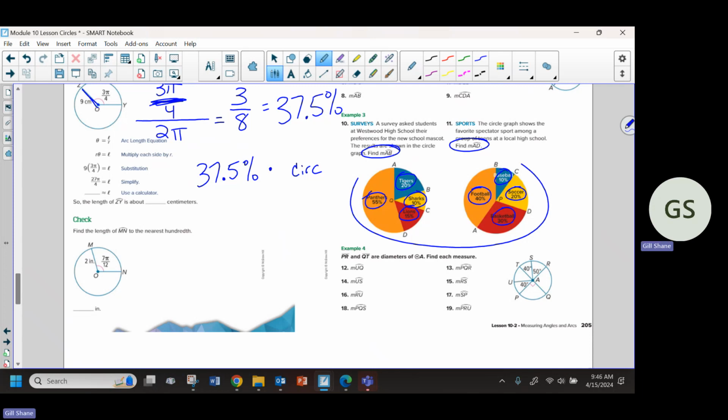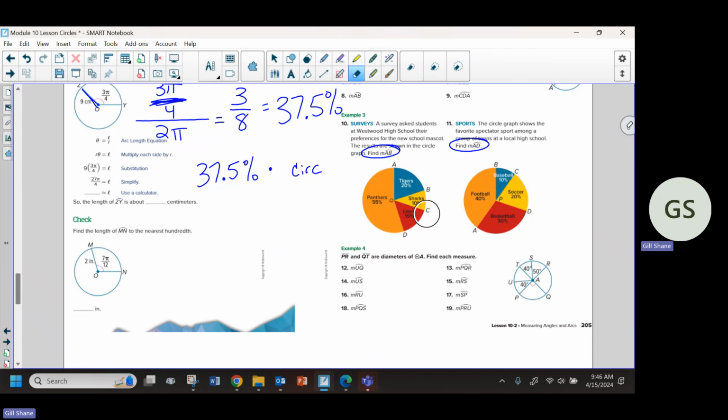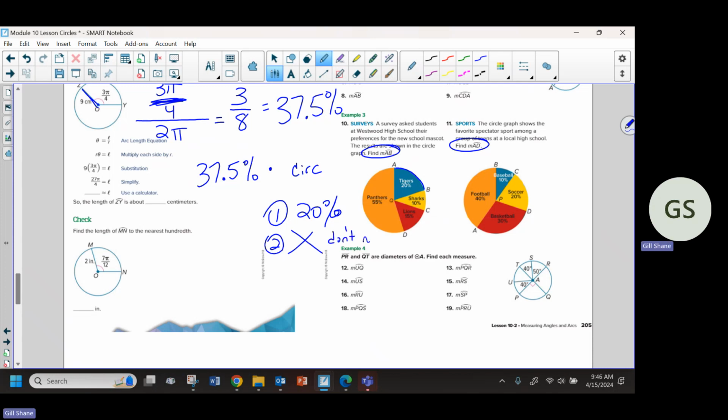So if I just want the degrees, they do step 1 for us. They give us the percentage of the circle. Let's say we're doing arc AB. Step 1, what's the percentage of the circle? Well, they give it to us. It's 20%. That's the percentage of the circle. Step 2 doesn't say length, so we don't need that. It doesn't say anything about length. Don't need it. So now we're on to step 3.